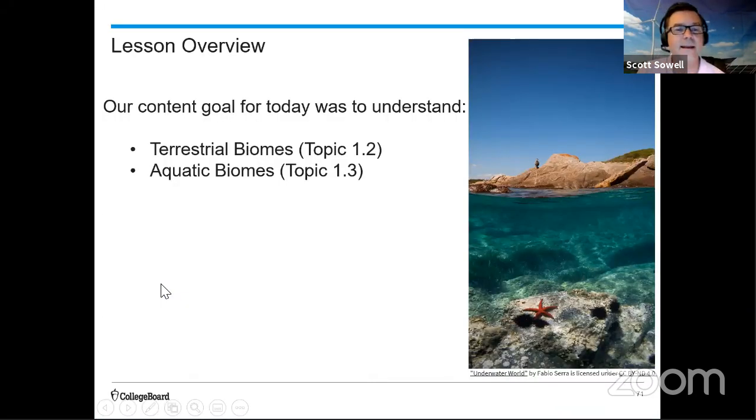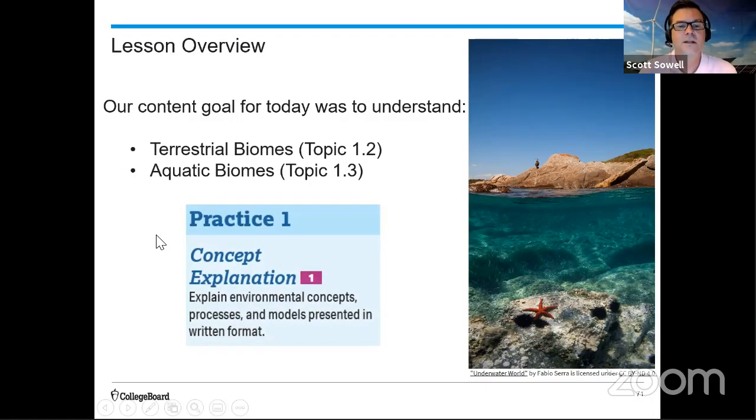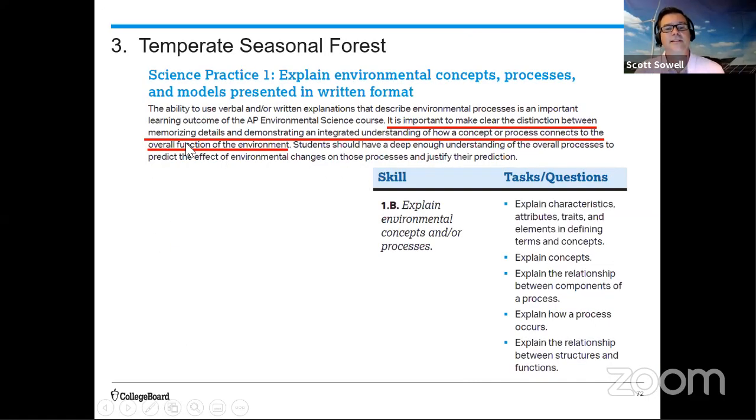So where did we go today? We did the terrestrial biomes and the aquatic biomes, and particularly with the terrestrial biomes, hopefully you started to see some patterns between them and among them, and the main things that distinguish one from the other: in terms of latitude, in terms of temperature, in terms of precipitation, and then in terms of the organisms that are adapted to live there.